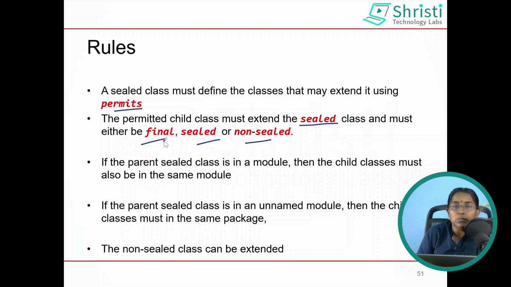If it is final, it means no other class can extend it. If it is sealed, it again follows the hierarchy. This particular subclass can choose its own subclasses. If it is non-sealed, the hierarchy ends there and the new hierarchy starts from the subclass. Okay. If a parent sealed class is in a module, the child classes also should be in the same module. If the parent sealed classes are in an unnamed module, the child classes should be in the same package. Whatever we are doing, we are creating package and we are working on that, right? The non-sealed classes can be extended.